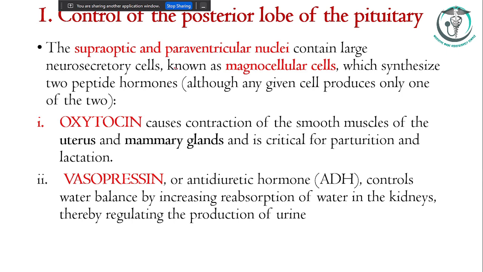Now, control of the posterior lobe of the pituitary gland. I want you to appreciate how the hypothalamus is able to control the posterior pituitary gland. It all starts from these nuclei, the supraoptic and the paraventricular nuclei. MCQs will come and ask you where oxytocin and vasopressin are released, so you have to memorize it. They come from the supraoptic and the paraventricular nuclei of the hypothalamus. That is where oxytocin and vasopressin are synthesized.